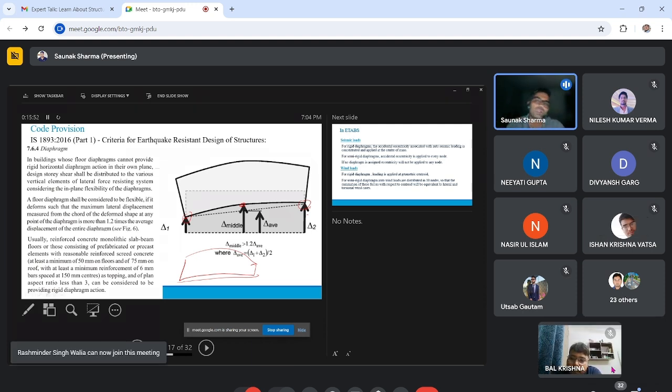The benefit of a rigid diaphragm is the computation time of the software. It is decreasing the degrees of freedom, right? We already reduce them, so the computation time will be less.